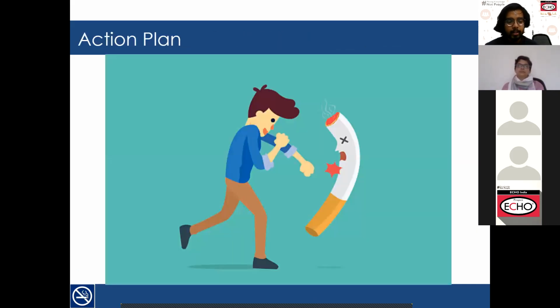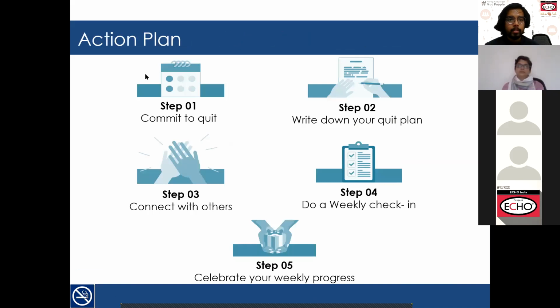This is the action plan. Step 1 is to commit to quit. Getting the worker to commit to quit itself would be a task, and once that task is complete, I believe 50% of the work is accomplished. Step 2 is writing down your quitting plan; we will help with this. We have a plan set out.